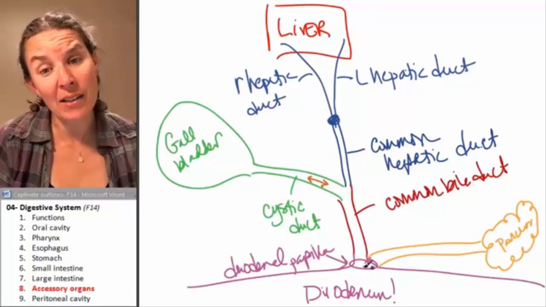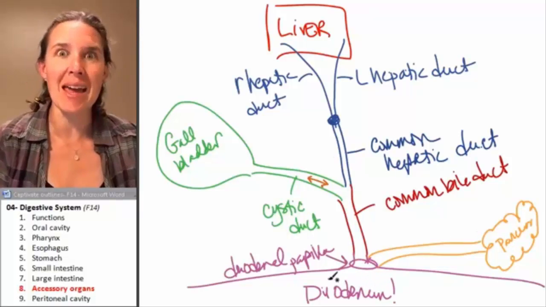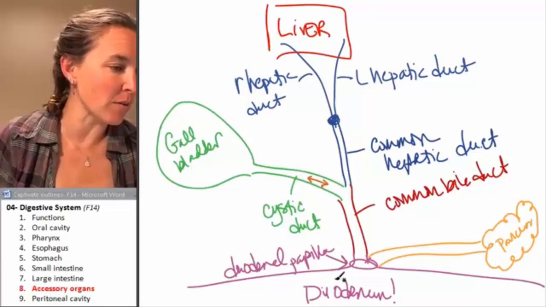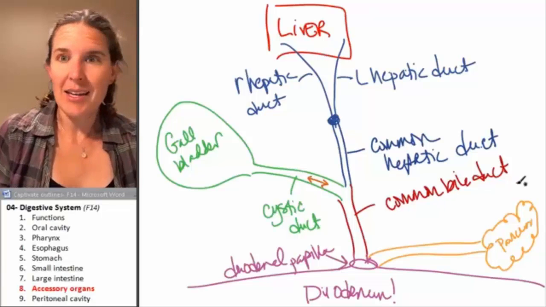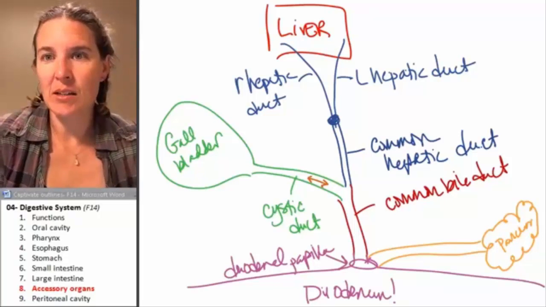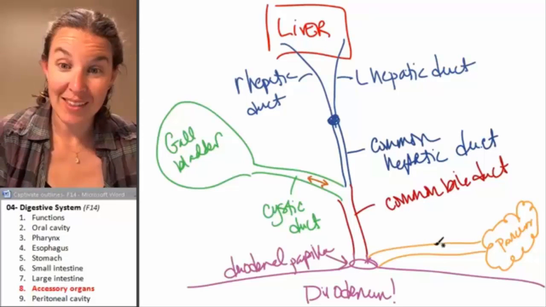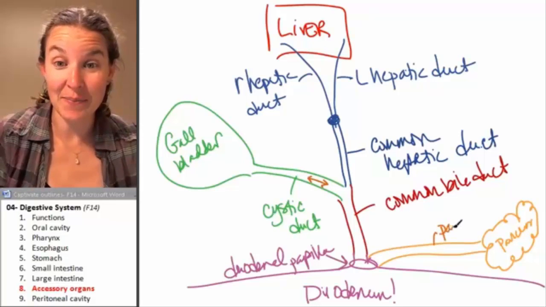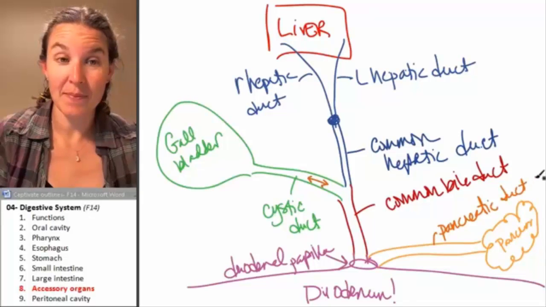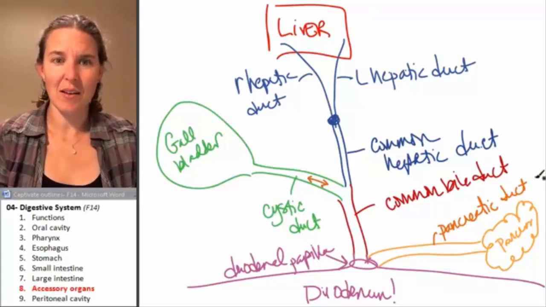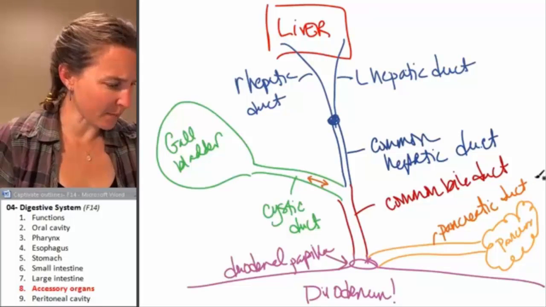So bile is going to get dumped into the duodenum and pancreatic juices of lots of different flavors. Guess what this duct is called? I love it when it's easy. This is the pancreatic duct. Got it.